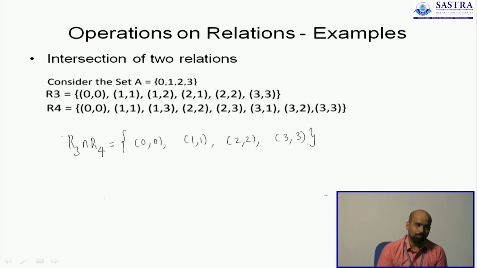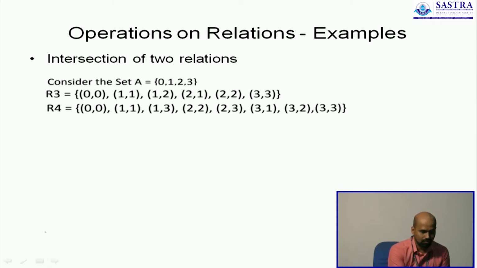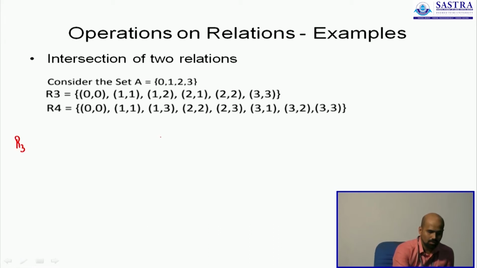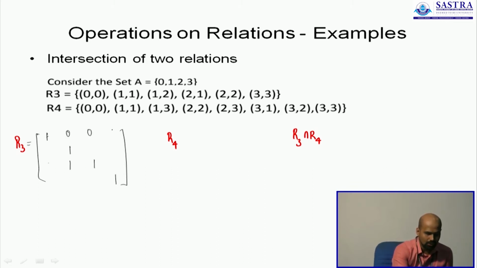Just like I said for the previous operation, even this operation called the intersection can be performed if you consider them as matrices. We'll see that here. Let's write one matrix for R3, one for R4, and one for their intersection. The R3 matrix is simple. You will consider a 4 by 4 matrix. You have a 0 0, you have a 1 1, you have a 2 1, you have a 2 2, and you have a 3 3. The remaining entries are zeros. We just fill this up.